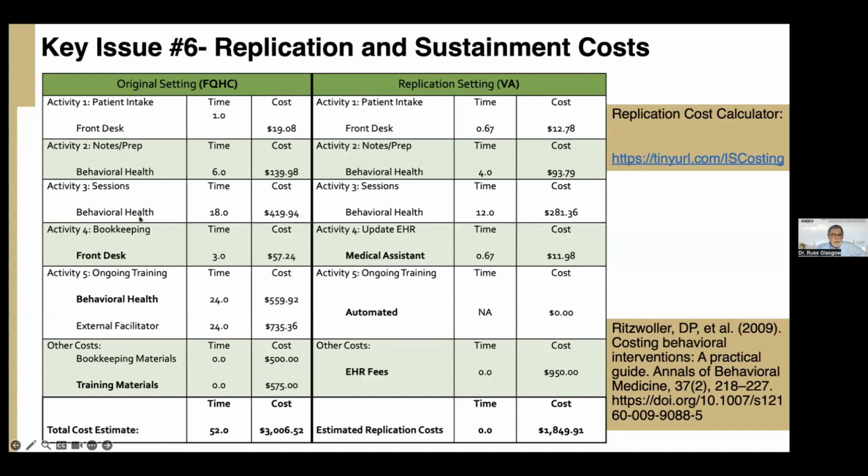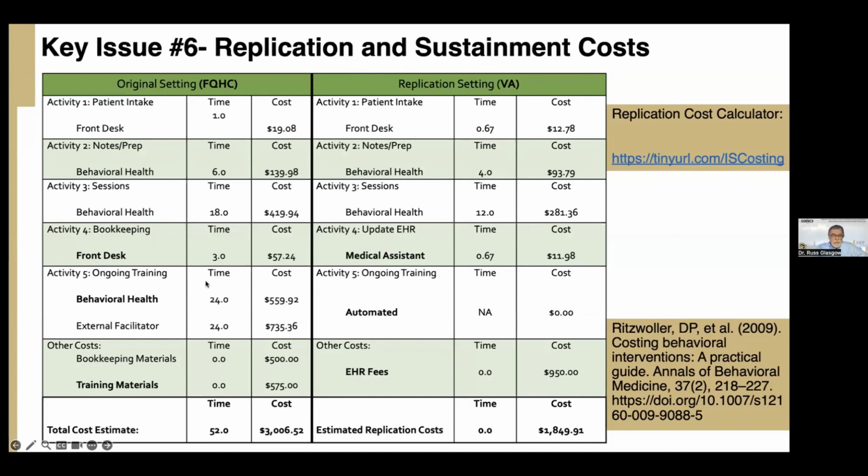Note here that in terms of who does the different activities listed, in the original study this was done by front desk staff. In this replication study, they have a lot of medical assistants that did that. In particular, most of the training or counseling was done by behavioral health staff in this setting. Over here, a large amount of that was automated.